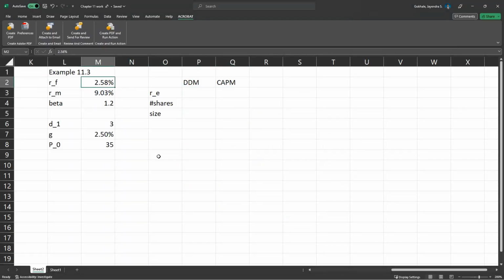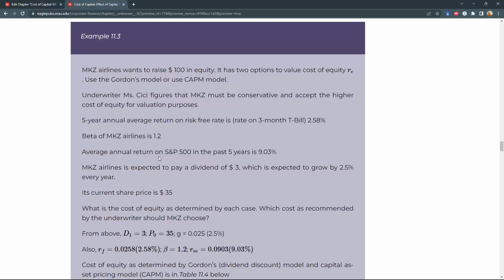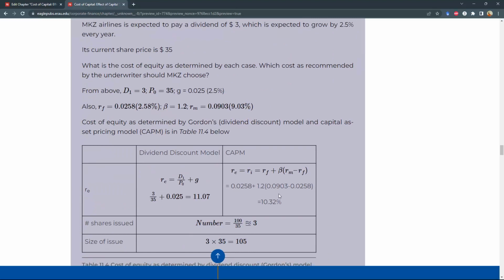So the risk-free rate is 2.58, the rate of return from the market is 9.03, beta is 1.2. So we can simply find the rate of return from the stock as RF plus beta times (RM minus RF). That's 10.32%. Just comparing it down here, 10.32%.